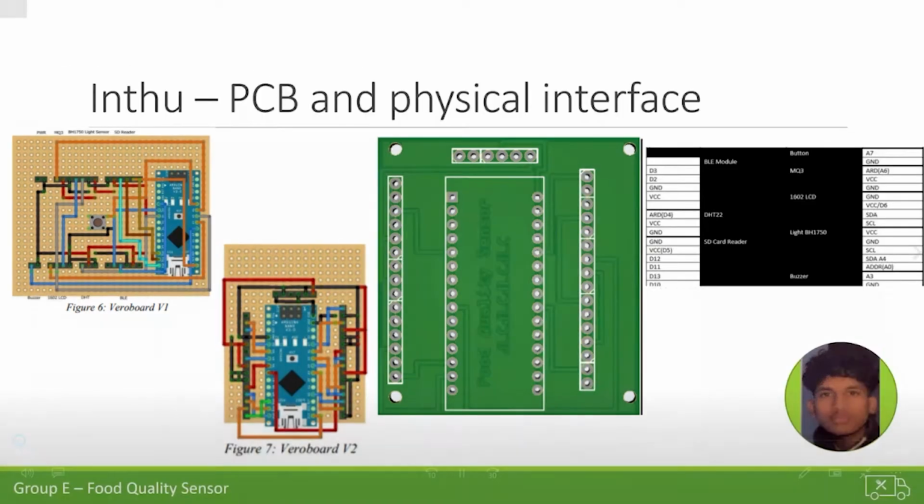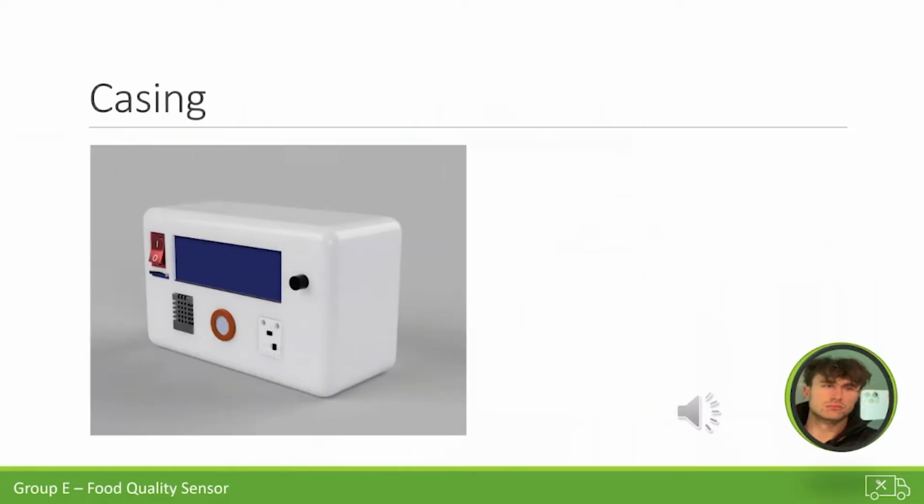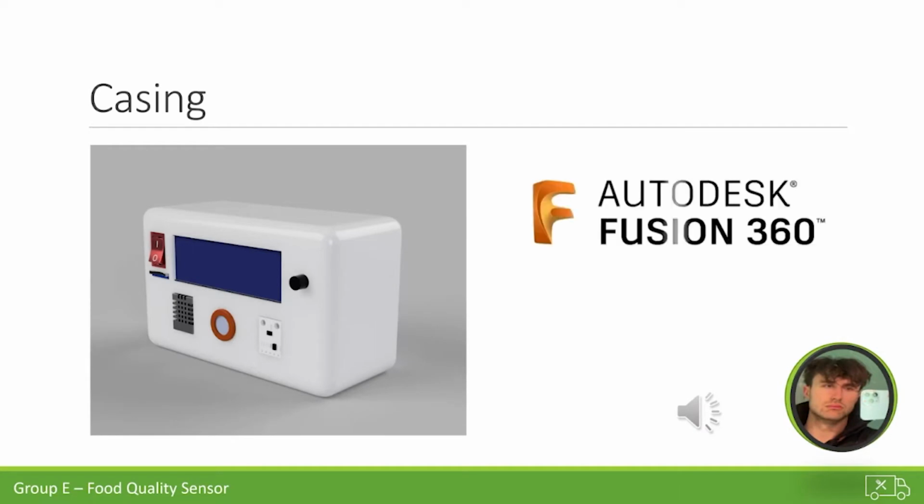I am now going to pass it over to my colleague Tom, who will actually speak about the casing. Thank you. In order to create the casing for the product, we elected to use the Fusion 360 Design Suite, as its full capability to design and render the product all in one application made it easier to create a sophisticated yet functional design.